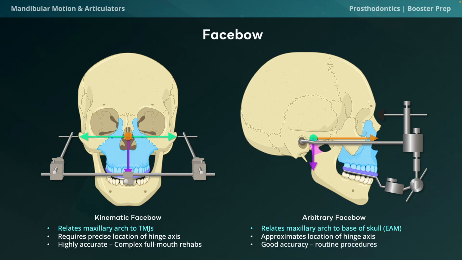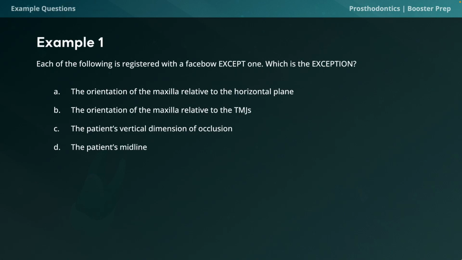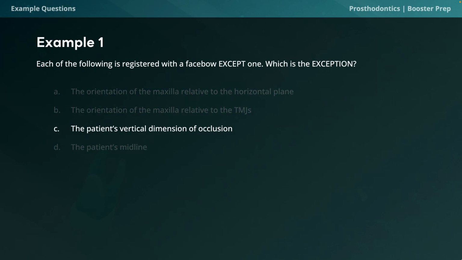Alright guys, that's everything you need to know about mandibular motion and articulators. So let's reinforce everything we just learned with a practice problem. So the question reads, each of the following is registered with a Facebow except one. Which is the exception? Pause the video if you need some time, but the answer is C, the patient's vertical dimension of occlusion.